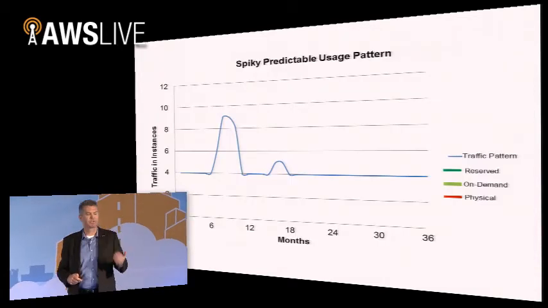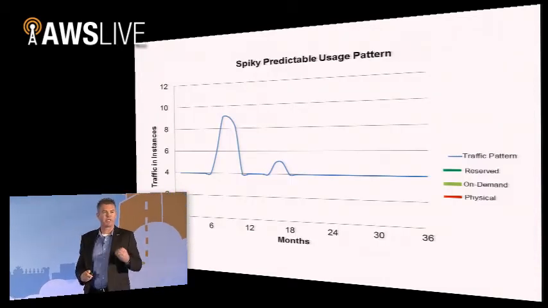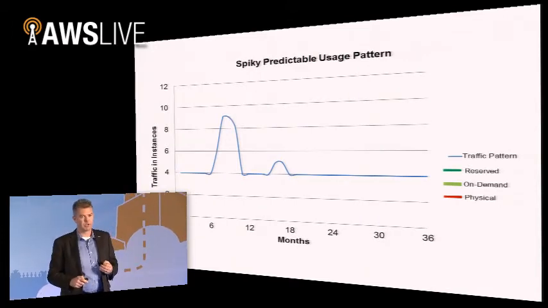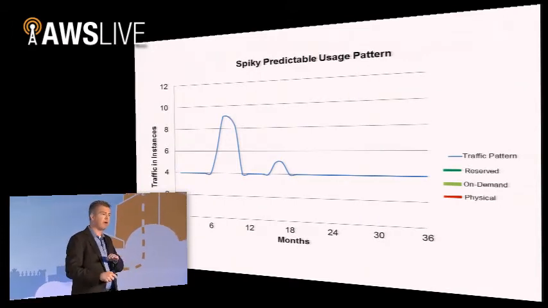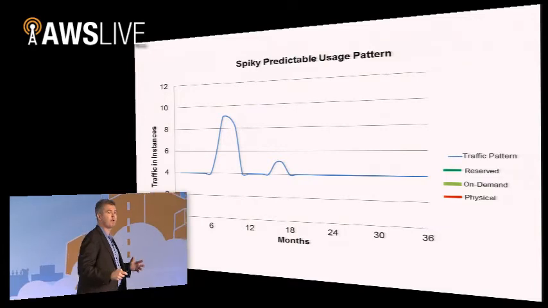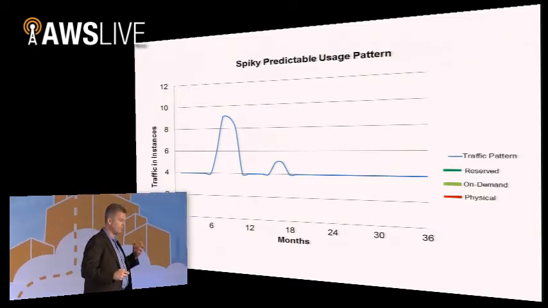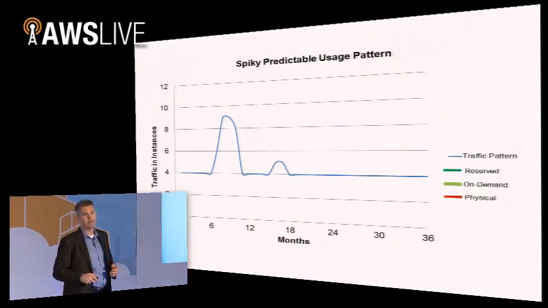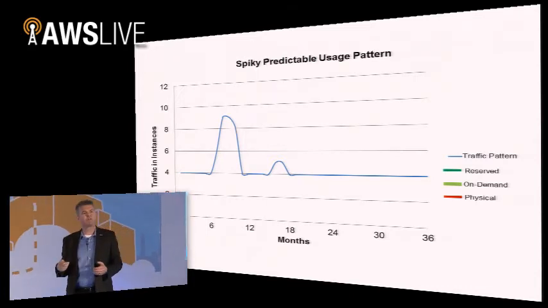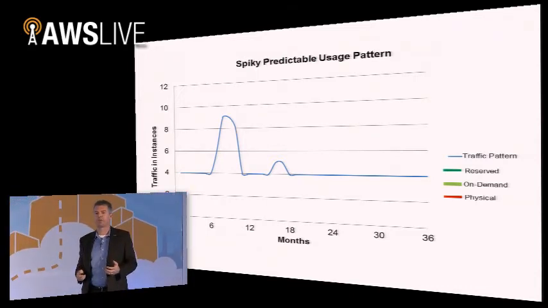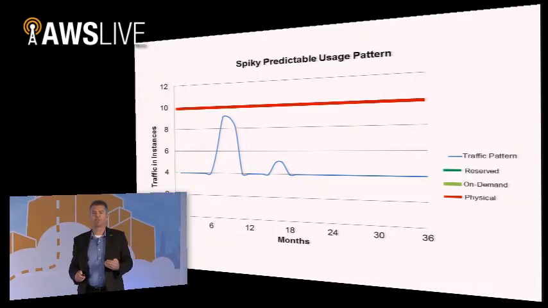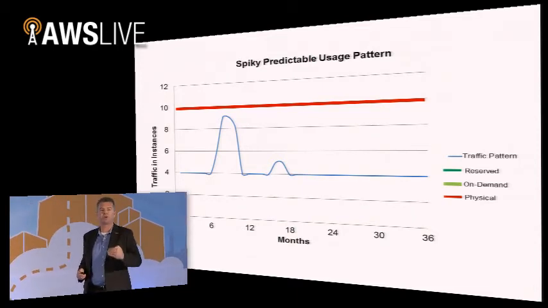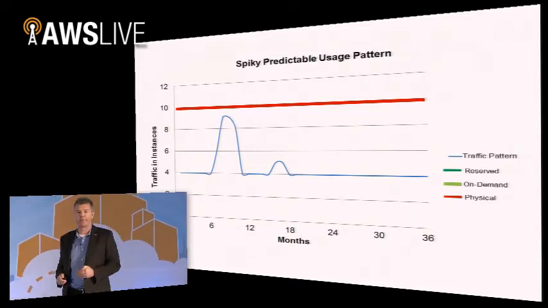All right, let's move on to a second example. What about spiky predictable loads? These are spikes that happen above a baseline, but they happen often enough that you know pretty much with certainty when they're going to happen. Now, if you're building a physical environment, a physical data center to cope with this, you have no choice but to provision enough to handle your worst case scenario. That's that red line up there.